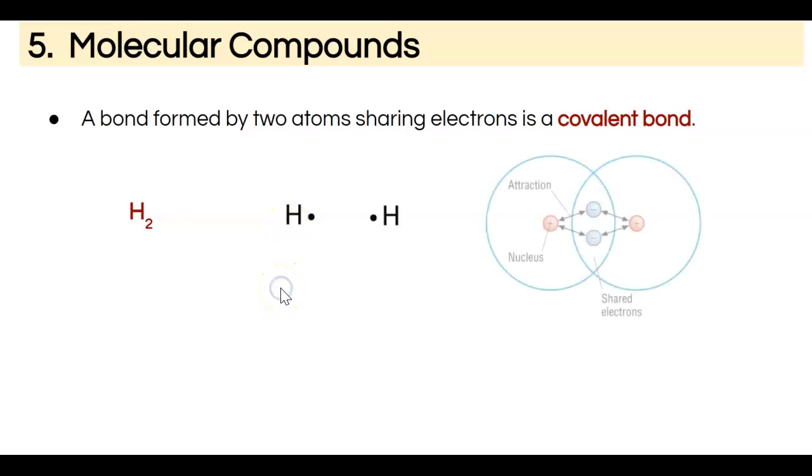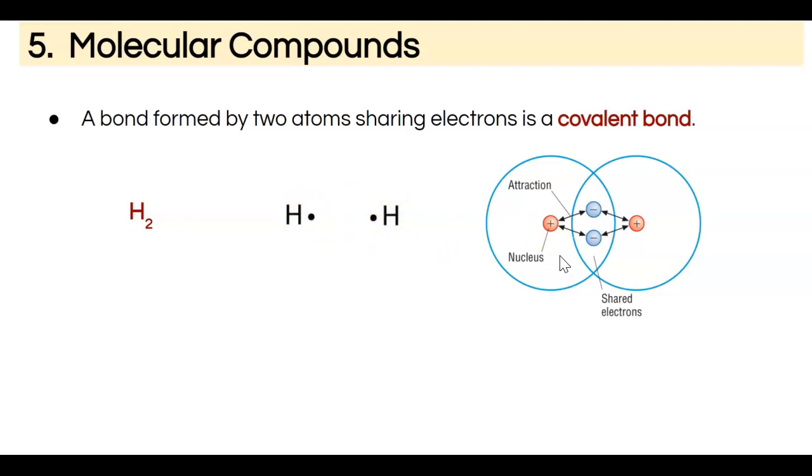So how is that going to work? Well, what happens is they end up sharing, okay? So imagine that this hydrogen on the left is this first blue circle with its own nucleus, and there's its one electron, right? And then here's this second hydrogen over here with its own nucleus and its own electron. And what they do is they come together and they share this pair of electrons, okay?